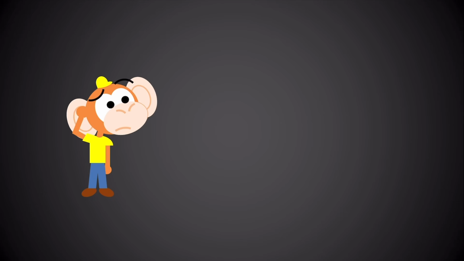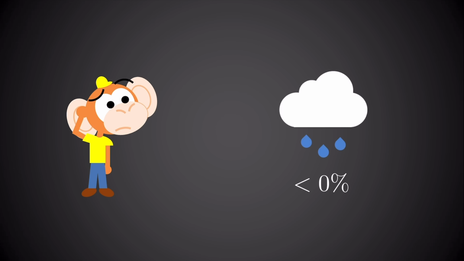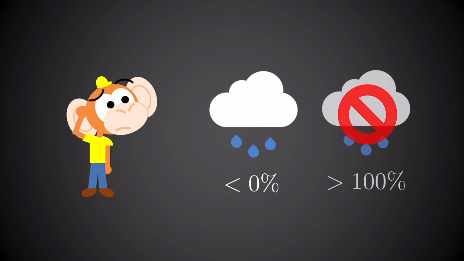Here's a silly question for you. Can probabilities be negative? The idea sounds absurd, right? If someone told you that there is a less than 0% chance of rain today, well, you would be right to tell them that's impossible. That would be the same thing as saying that there is a greater than 100% chance of having no rain.